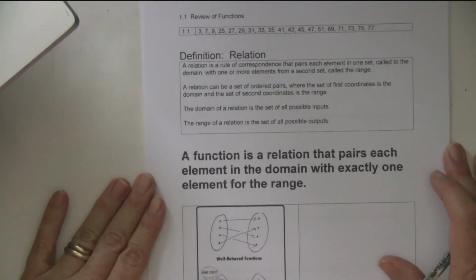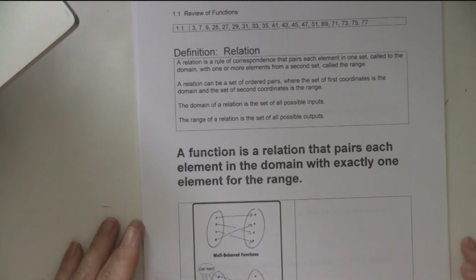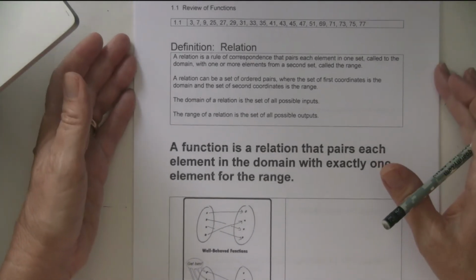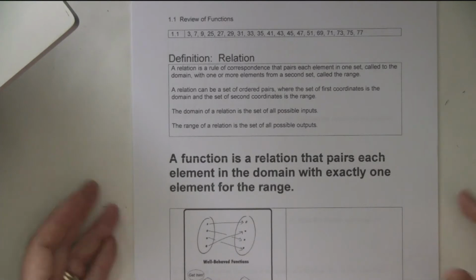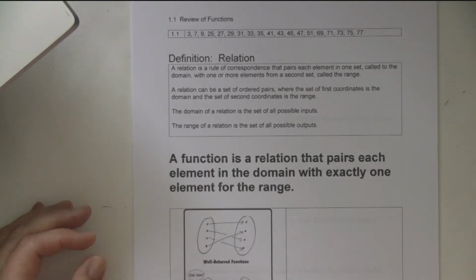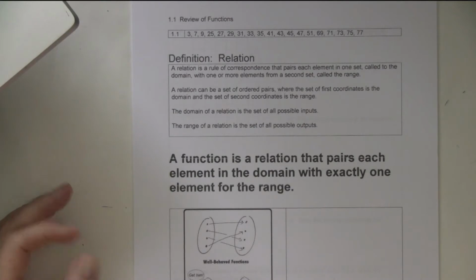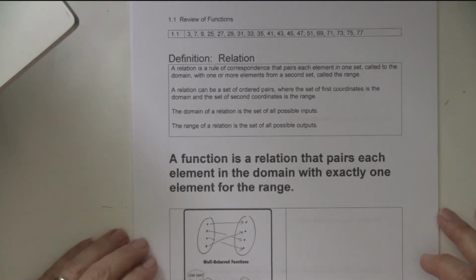Then 1.1 here. And so the first thing that they're doing is they're reviewing functions for us. And they tell us, first of all, what a relation is. They say that's a rule of correspondence that pairs each element of one set, called the domain, with one or more elements from a second set, called the range. And so a relation can be a set of ordered pairs, where the set of first coordinates is the domain and the set of second coordinates is the range. Could also be the domain is the set of possible inputs and the range is the set of possible outputs.